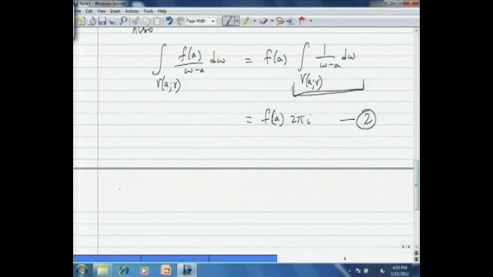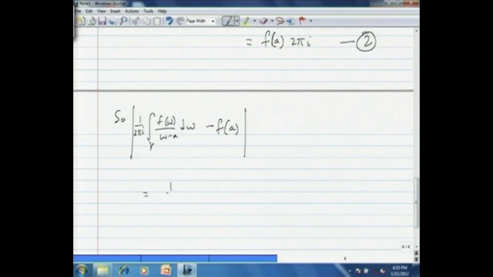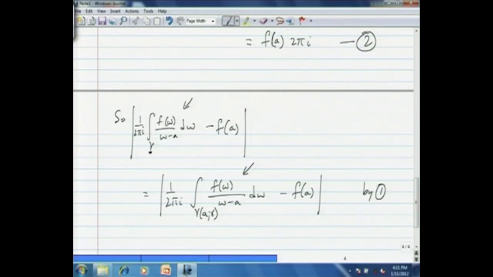Now we will estimate the difference 1 by 2 pi I times the integral of f of w by w minus a dw over the simple closed curve gamma which is given, minus f of a. So let us estimate this difference. This in absolute value is equal to 1 by 2 pi I, in absolute value, the contour integration over gamma a r of f of w by w minus a dw minus f of a. What I have done is converted the integral in the first expression to this integral in the second expression by using our equation 1. So notice that I have changed this contour integral on gamma to a contour integral on gamma a r.